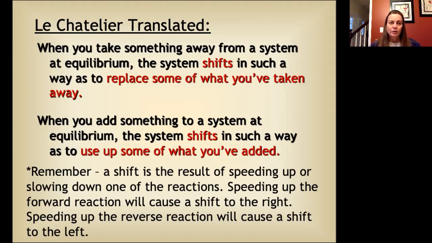And understanding what's happening at the molecular level, we are speeding up or slowing down one of the reactions. If we add more reactant, we're going to speed up the forward reaction. That's going to cause a shift to the right until we reach a point where that forward reaction and reverse reaction are going at the same speed again. If we speed up the reverse reaction, it's going to cause a shift to the left. So let's look at a couple of examples.